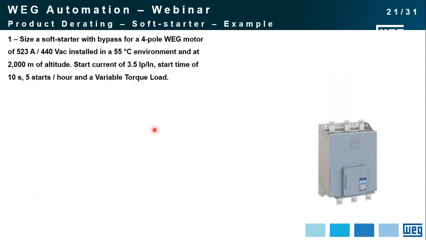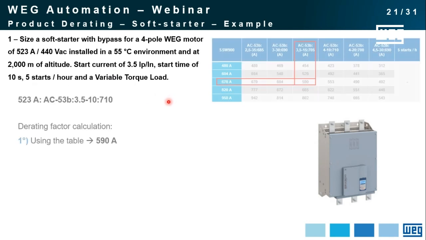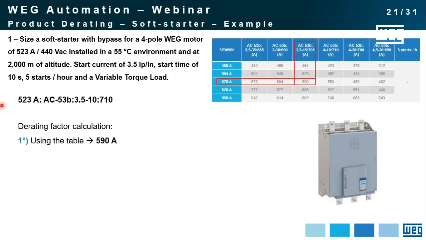Okay, let's give an example about it. So we have this soft starter, and we have to apply it in a motor of 523 amps, and the environment has a temperature of 55 degrees Celsius and the altitude is 2000. It's given in the information that the start current is 3.5 times the full load current of the soft starter. The start time is 10 seconds, and you have up to 5 starts per hour. And it's also a variable torque load. If you take this information, we can create that coding that I talked to you about before.